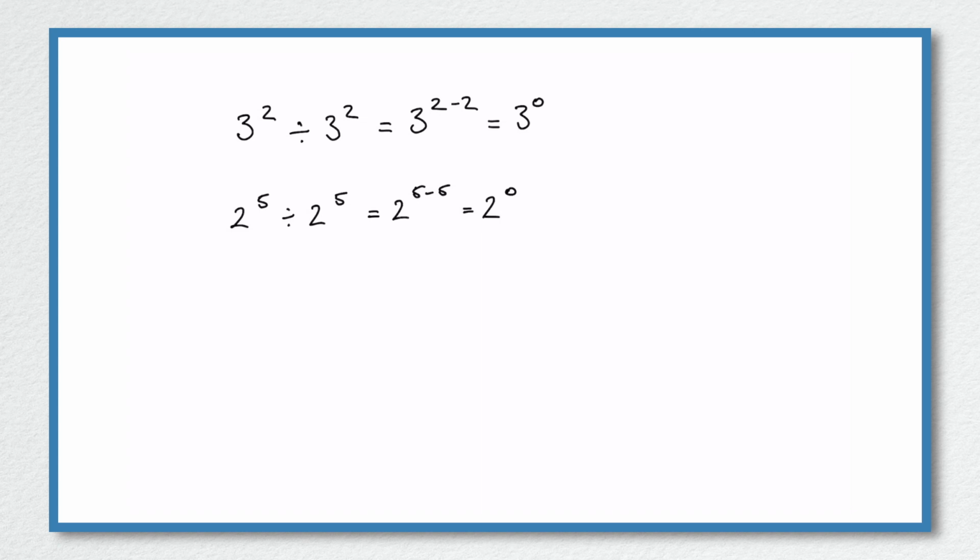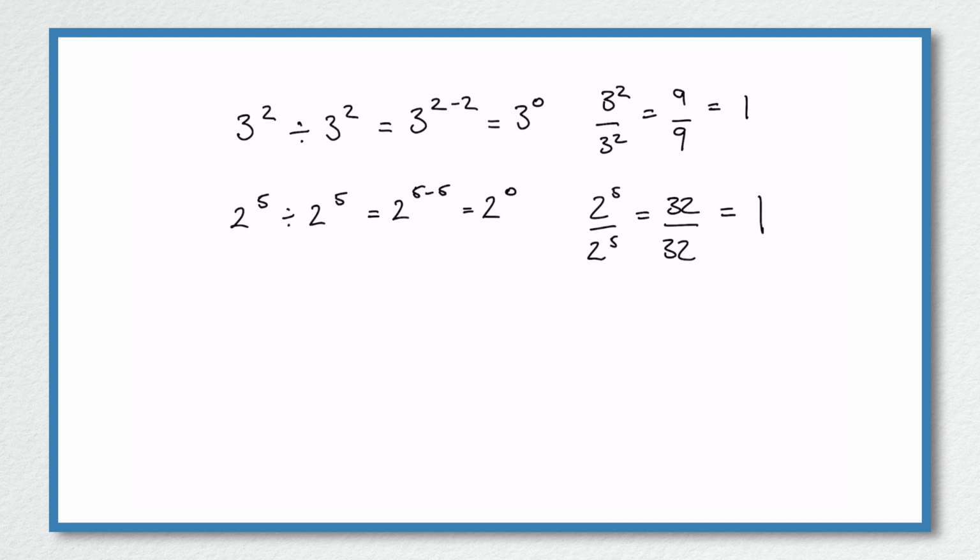Let's look at the first example, 3 to the power of 2 divided by 3 to the power of 2. 3 to the power of 2 divided by 3 to the power of 2 is equal to 9 divided by 9, which is equal to 1. If I look at the second example, 2 to the power of 5 divided by 2 to the power of 5, well, this is the same as 32 divided by 32, which is equal to 1. So when you have a situation where you have a number to the power of naught, the answer is 1.